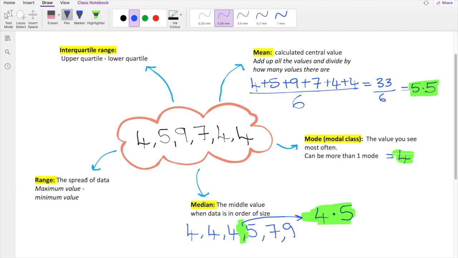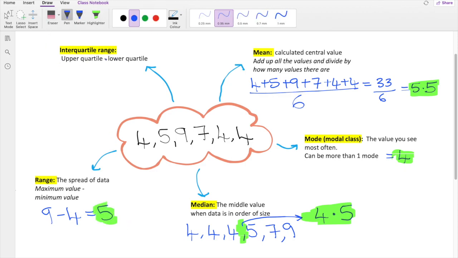The range then is the spread of data. It tells you how spread out your data is. And to calculate the range, you do the maximum value, subtract the minimum value. The maximum value is 9, the smallest value is 4, so I need to subtract those two values. 9 subtract 4 gives me 5, so the range is 5.